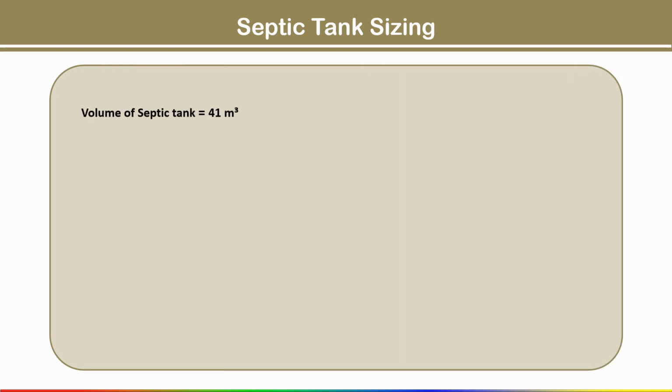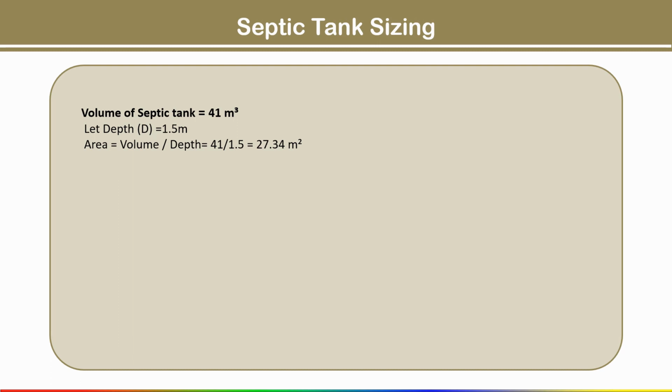So see, here we have calculated the volume as 41 cubic meter. Here I am assuming the depth of the septic tank is 1.5 meter. If the depth is 1.5 meter, can we easily calculate the area of the septic tank? Yes, we have a formula. Area is equal to volume of septic tank divided by depth of septic tank. The volume we have already calculated is 41 cubic meter. That value you have to enter here, divided by 1.5 meter. So see, the area of the septic tank we have calculated is 27.34 square meter.